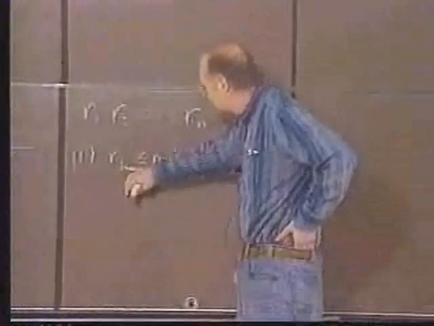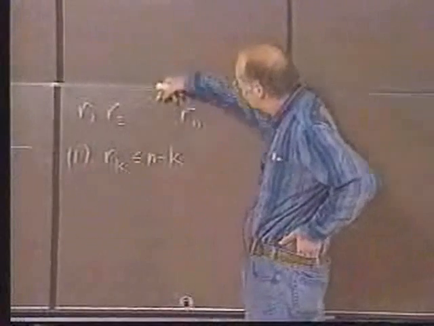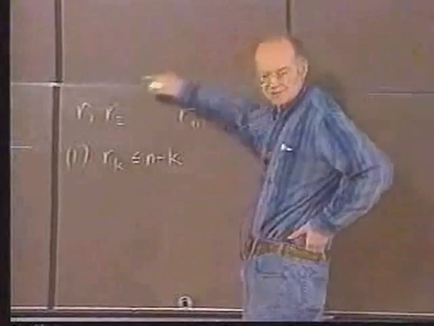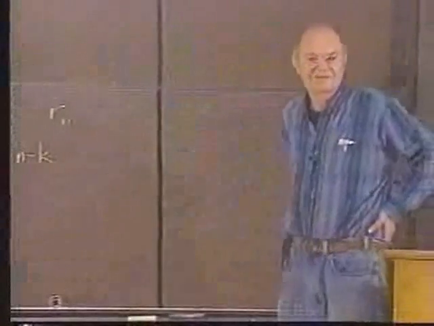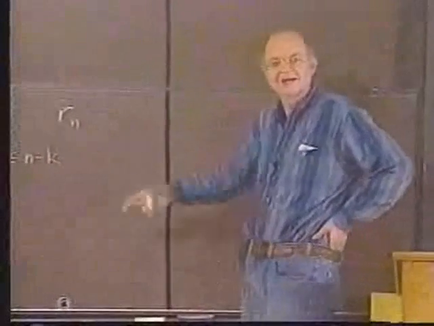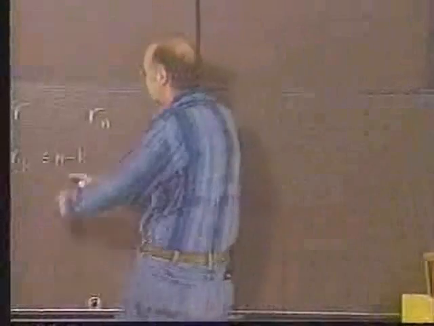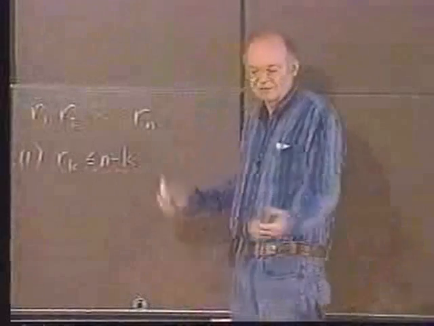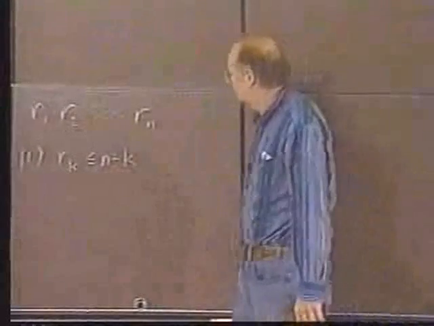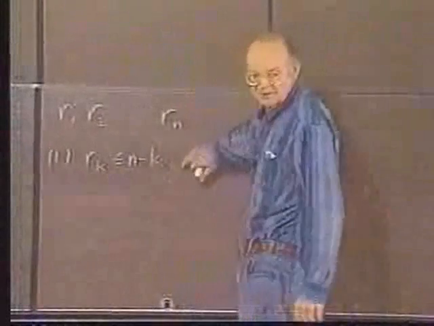That's clear because everything in the right subtree lies to the right, and there are n minus k guys to the right. If Rk represents the number of people in the right subtree, then n minus k can only happen if you're using everybody to the right. So this is an obvious condition that has to be true.